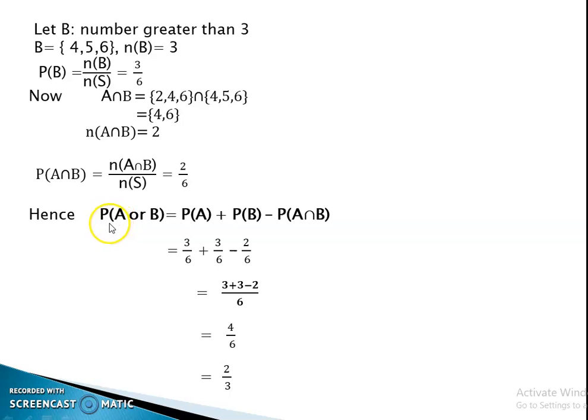Now we use the formula probability of A or B, which is equal to probability of A plus probability of B minus probability of A intersection B. Using these probabilities we get 2 by 3.